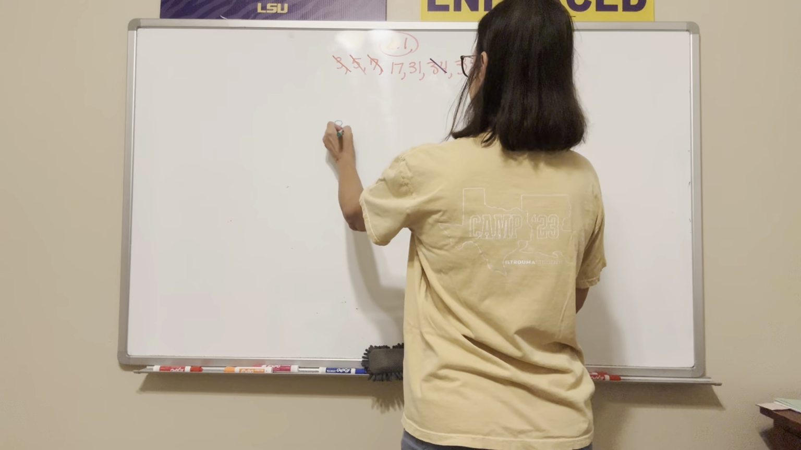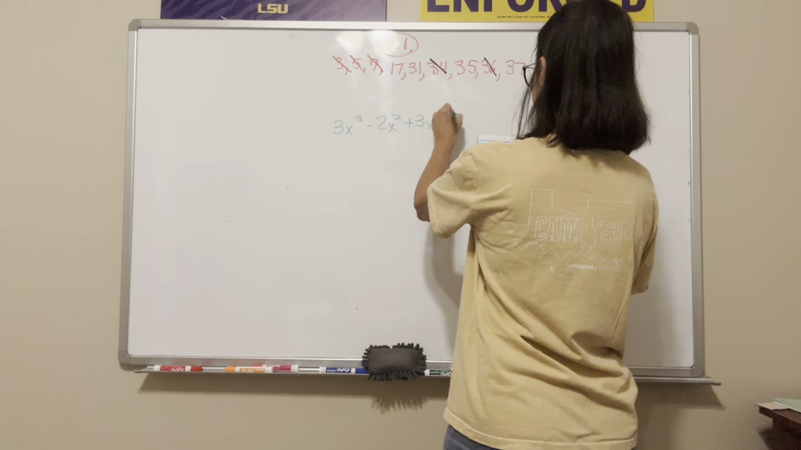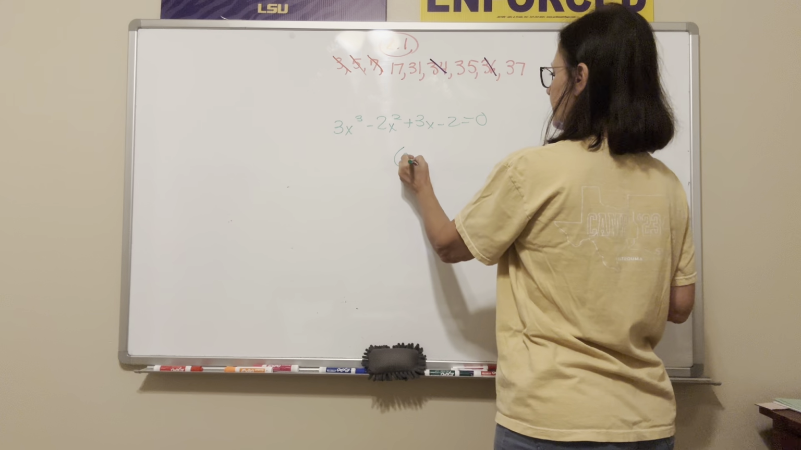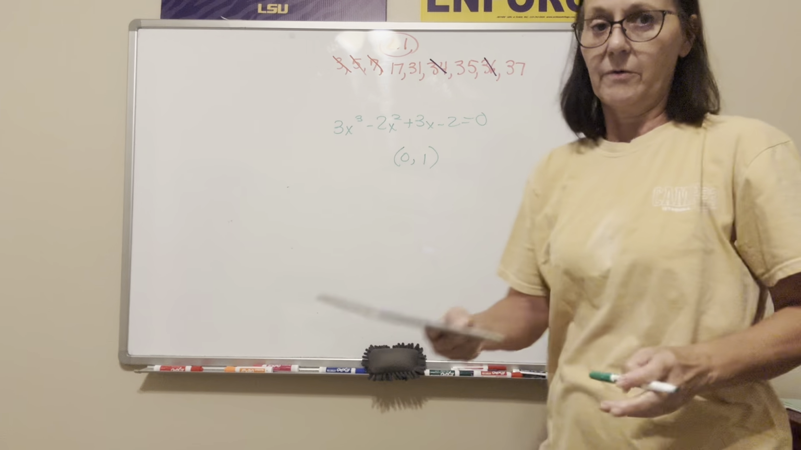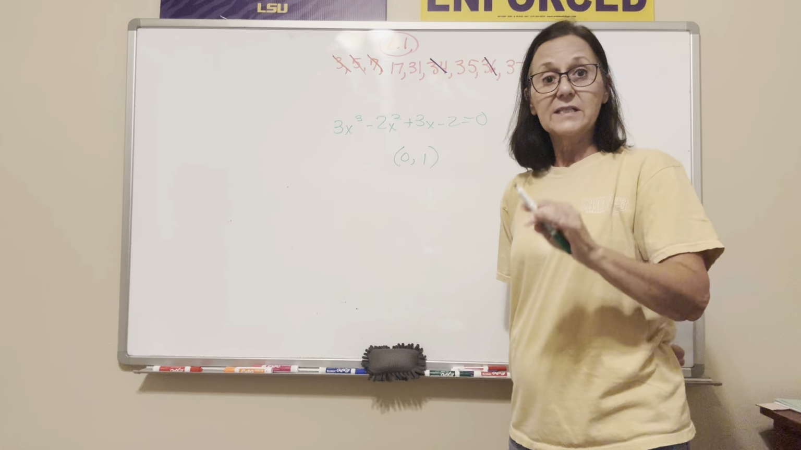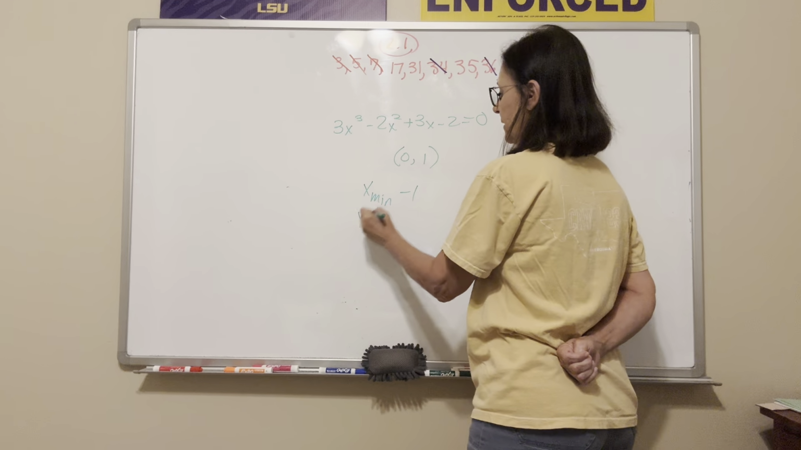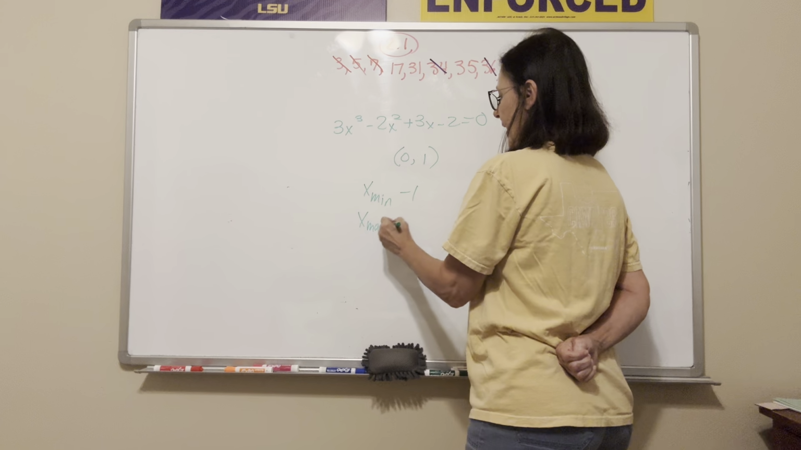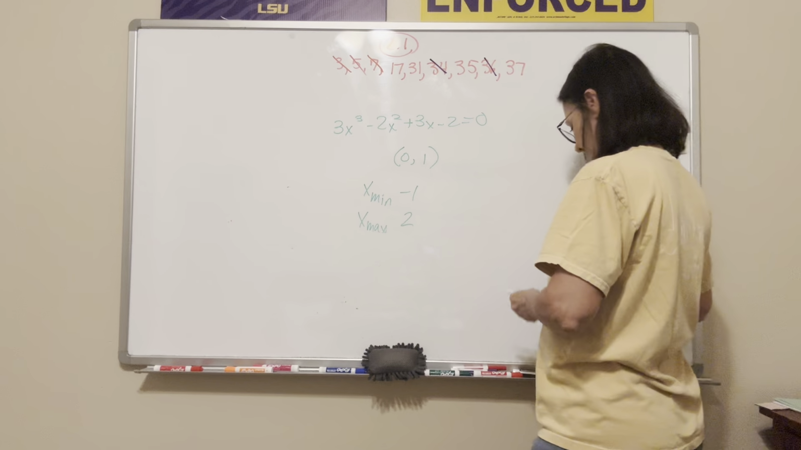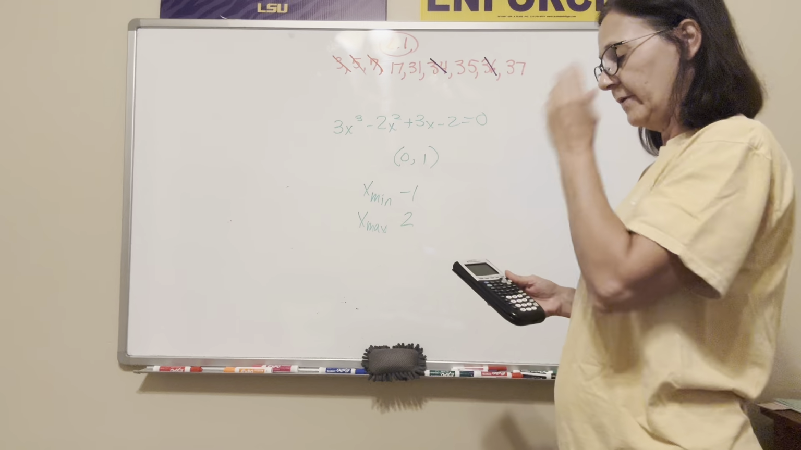So 35 is 3x cubed minus 2x squared plus 3x minus 2 equals 0. It wants us to get the solution in that range, 0 to 1. So this dictates my x min and x max. I only want to see if it crosses the x-axis between 0 and 1. So I'm going to make my x min -1. That goes a little bit below 0. My x max 2. It's a cubic, so we'll have to watch closely how it graphs it, how we go left to right.